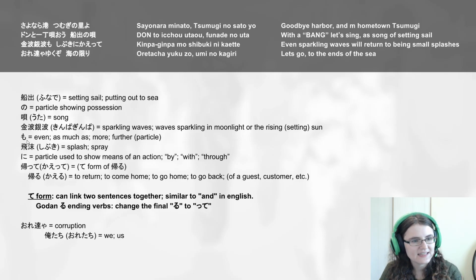And then mo, so like even these big waves, shibuki, like become a splash. Because ni is showing the means of an action, like through this. Kaete, meaning the te form of kaeru, which means to return or to go back to. And to make it to its te form, you take that ru and change it to a tiny tsu and te. So kaeru becomes kaete. So like returning to being a splash, shibuki ni kaete. So like even big waves return to being tiny splashes. And then oretachi, oretacha. It's just like a corruption of oretachi, which means us or we, and you're just saying it slightly off with the cha.